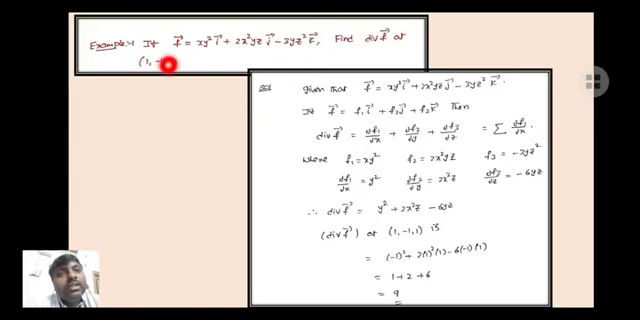Now we replace the point (1, -1, 1), that means replacing x equal to 1, y equal to minus 1 and z equal to 1. So finally, simplifying the div f bar, you get the value 9. So this is the way we can calculate the divergence of a vector point function. You remember that whenever we calculate divergence, the resultant must be a scalar quantity.